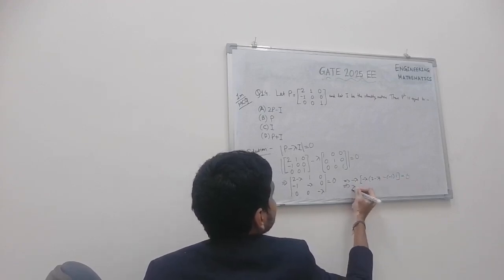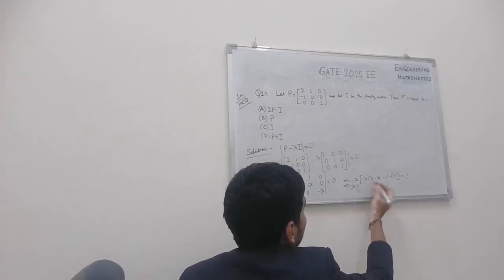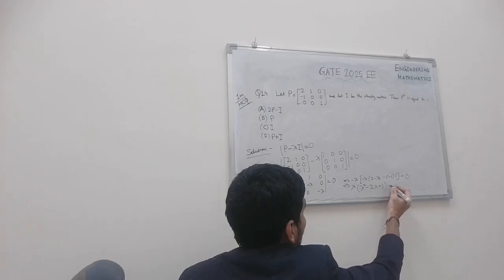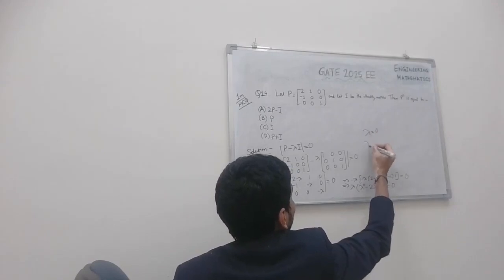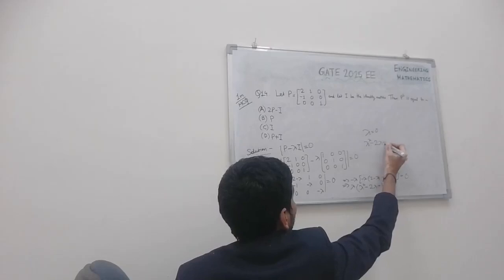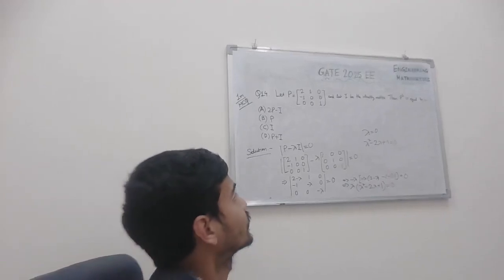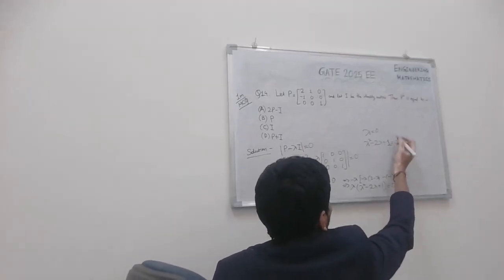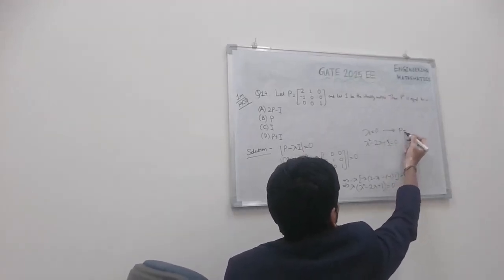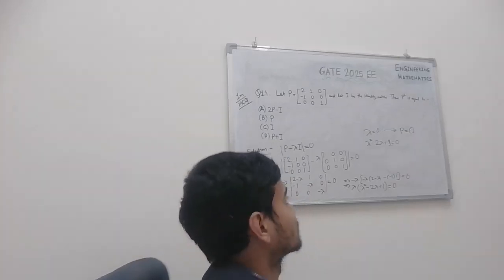We simplify the equation. So we get (lambda minus 1) times (lambda square minus 2 lambda plus 1) equal to 0. Now we can simply apply Cayley-Hamilton theorem: lambda cube minus 2 lambda square plus lambda, so P is the null matrix.